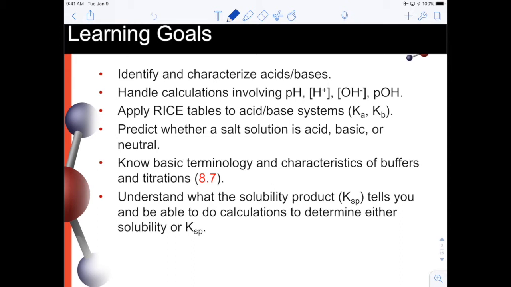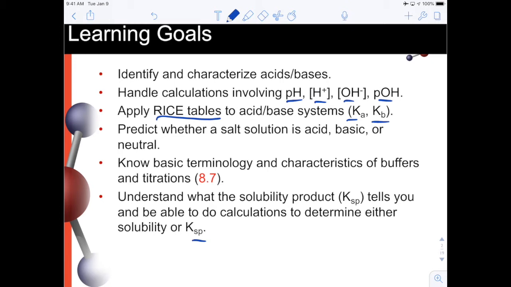Identify and characterize acids and bases, handle calculations involving all of these. We'll learn about all of this. We're going to be using ICE tables, so if you mastered that in the last chapter, you're in a good place right now. These are just equilibrium constants, and you'll notice that there are lots of different equilibrium constants. We just changed the subscript there to designate what specifically we're talking about. You'll see that down here also with a KSP. So there's several that we'll learn, but they are all treated the same.